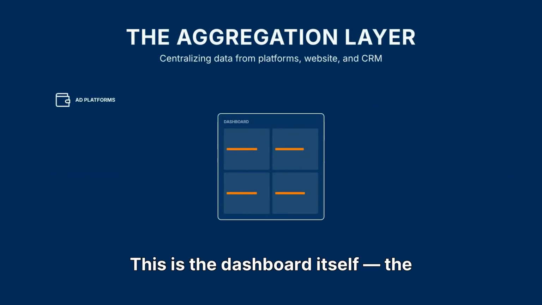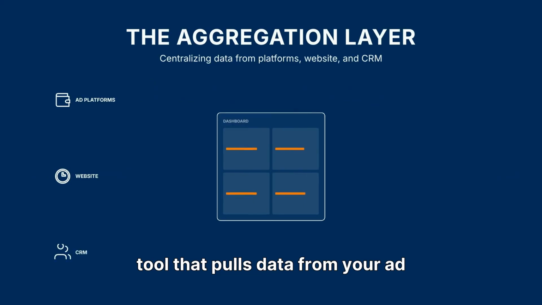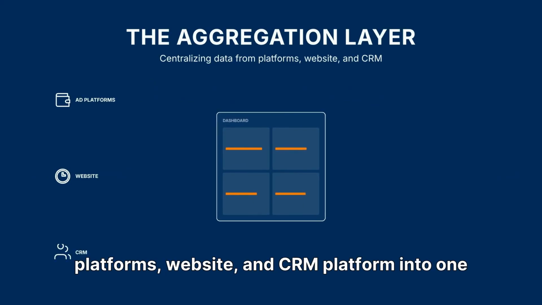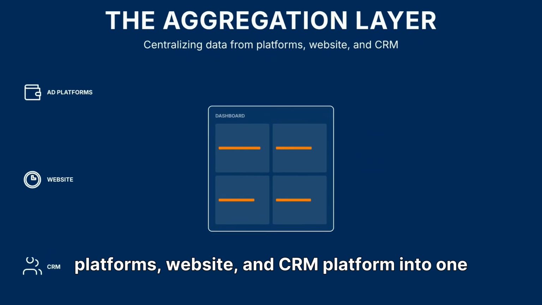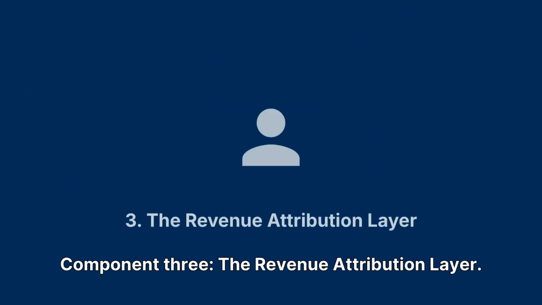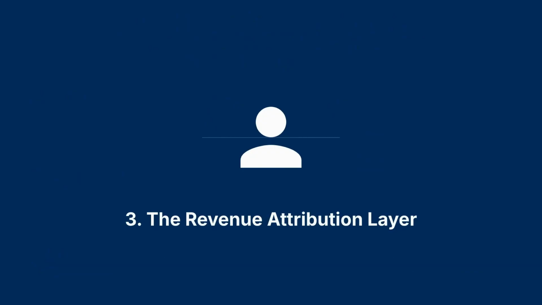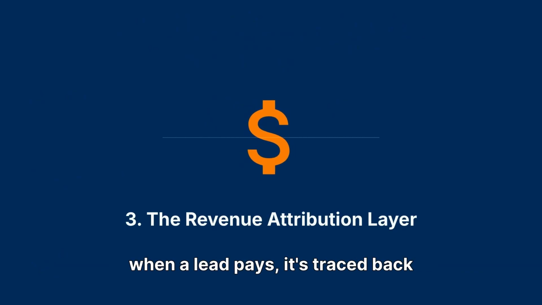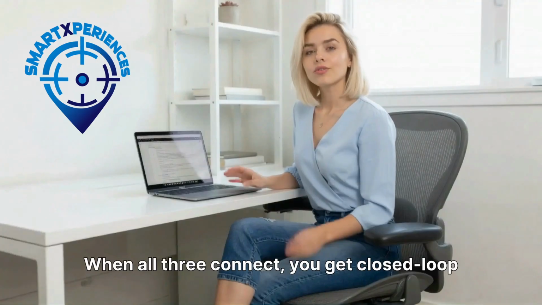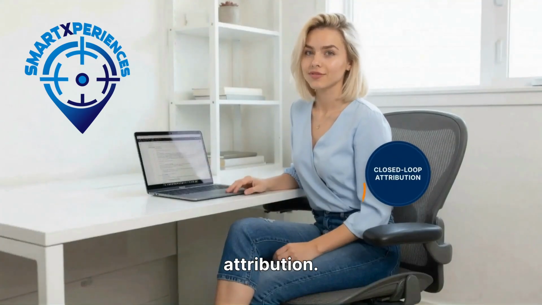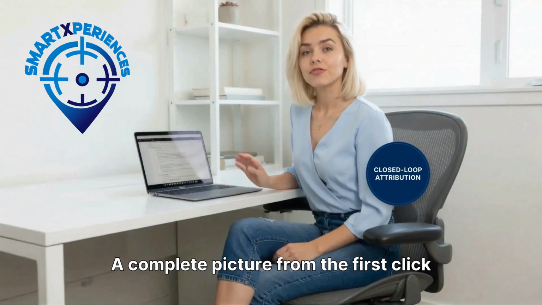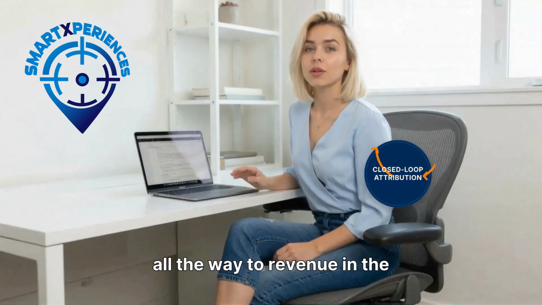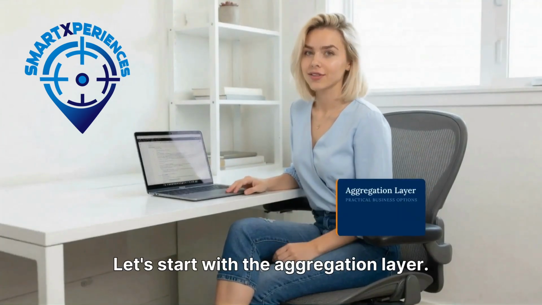This is the dashboard itself, the tool that pulls data from your ad platforms, website, and customer relationship management platform into one place. Component 3, the revenue attribution layer. This connects marketing to sales, so when a lead pays, it's traced back to the specific ad. When all 3 connect, you get closed-loop attribution, a complete picture from the first click all the way to revenue in the bank. Let's start with the aggregation layer.